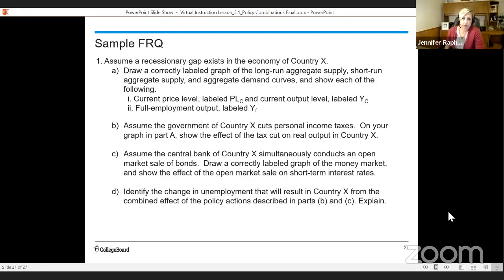All right. It is always a good idea to read the entire question before you begin, so you have a good sense of where you're starting and where you're attempting to go.